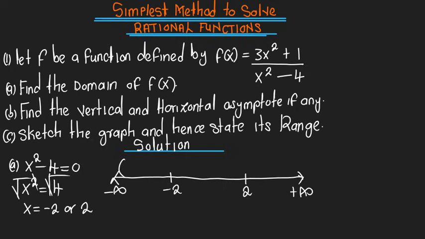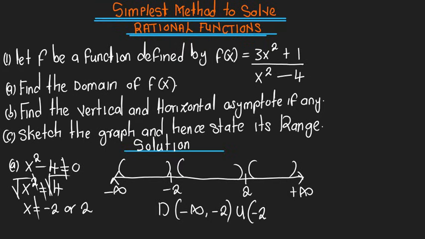Okay, so I'm going to get values here, values here, values here, and my domain is going to be coming from negative infinity all the way to negative 2, not included, because x must not equal 2 or negative 2. So negative infinity to negative 2, the union of negative 2 to 2, then the union of 2 to positive infinity. So this becomes your domain for this particular question. It's actually very simple.